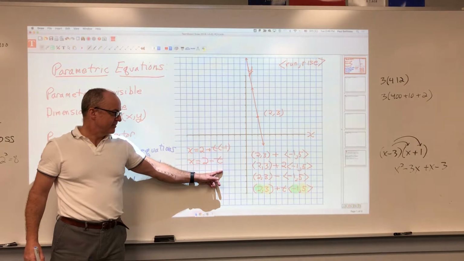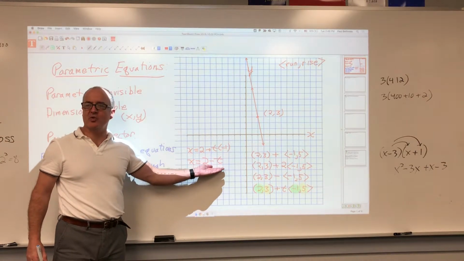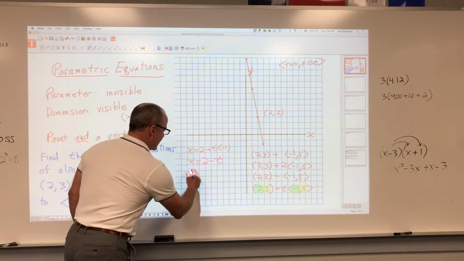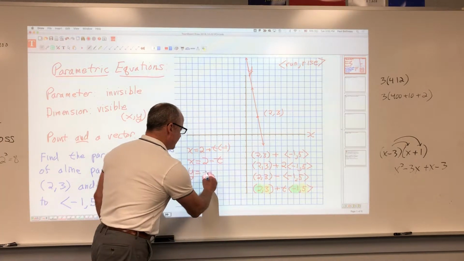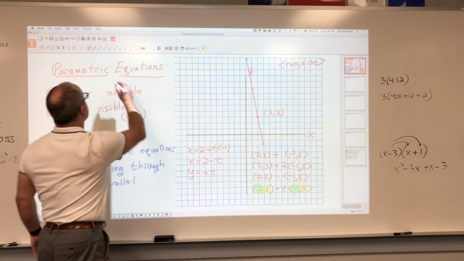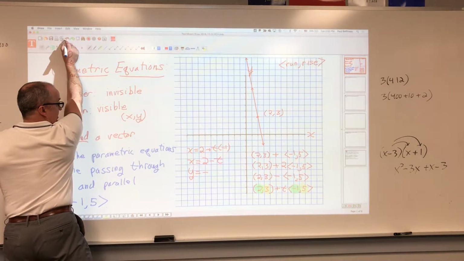Yeah, that would work. Okay, and this takes care of all that's going on horizontally. And then I'm going to say y equals 3 plus t. Forgot to write the 3 part. Other than that, I'm doing great.